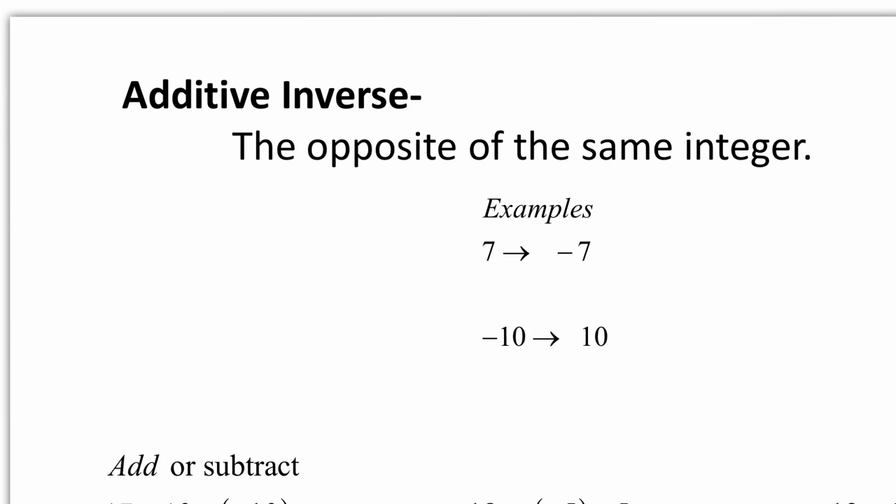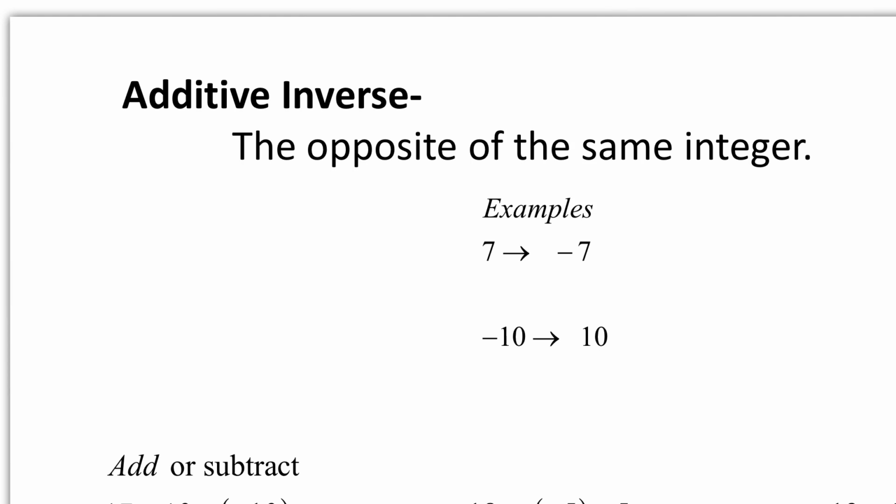And I'll give you some examples here. The first example is the positive 7. Positive 7, the additive inverse is a negative 7. So the opposite of positive is negative. Same number, but a different sign, one positive and one negative. If you look at the negative 10, the additive inverse is positive 10 because one's negative and one's positive. Same number, but they're opposites.